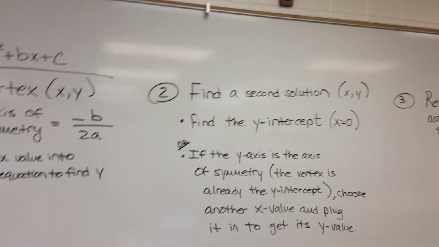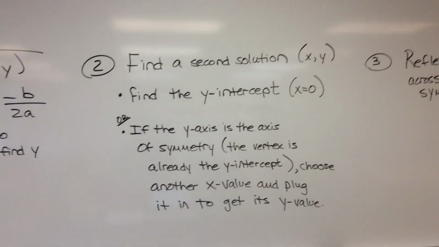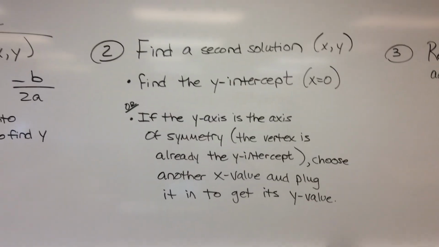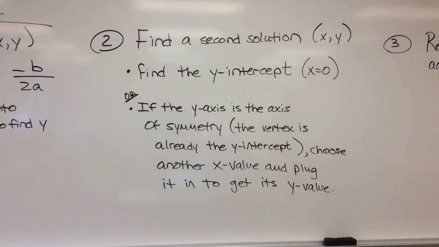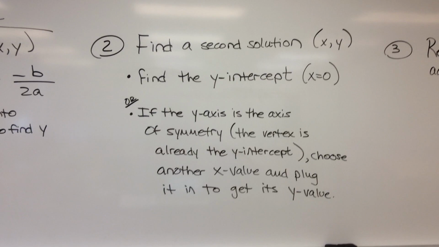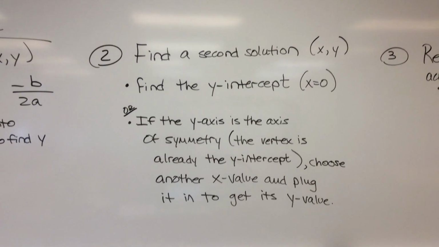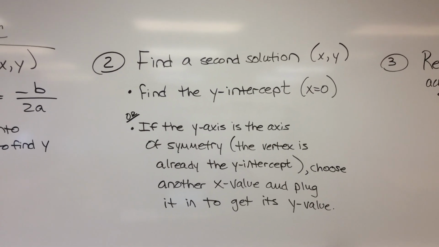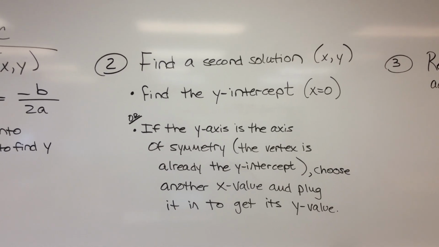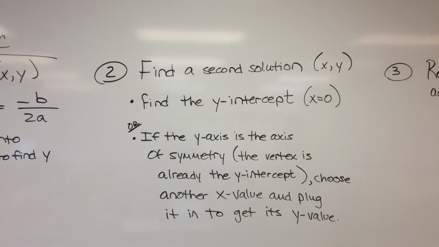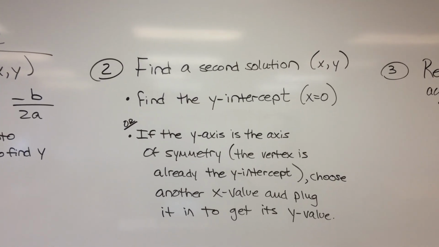The second step in graphing is to find a second solution. We need another point on our coordinate grid. We're going to find our second solution by first finding the y-intercept, which we know from linear equations is when x equals 0. So we're going to plug in x equals 0 and find our y. That'll give us our second solution point.